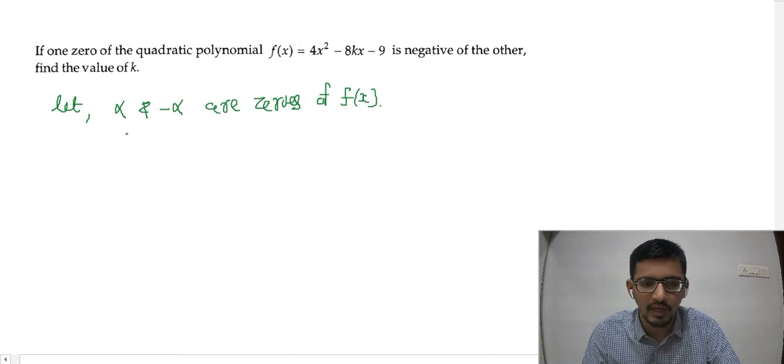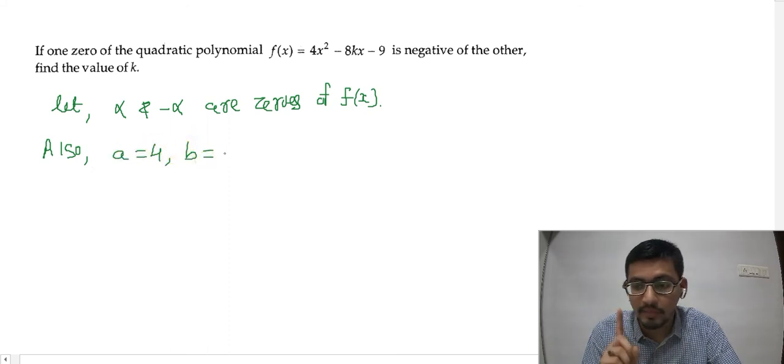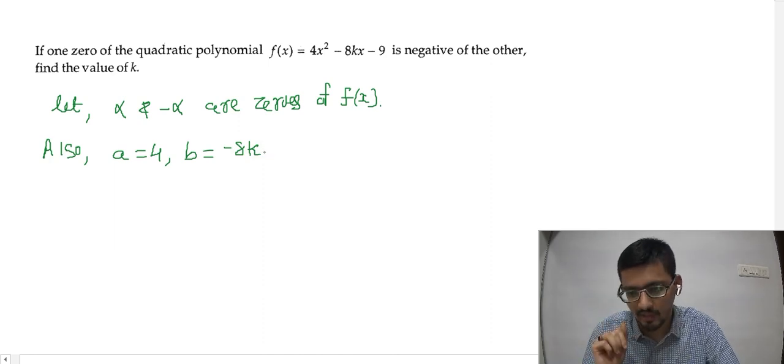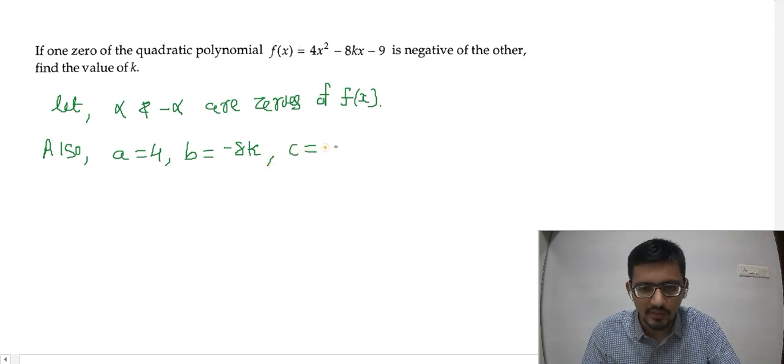The sum of roots, what is the formula? Minus b by a. And the sum of roots, what will you get here? 0, because alpha plus minus alpha is 0. And before that, let me write according to the standard form, what is a here? A will be 4, b will be what? B is the coefficient of x. So b, what I will write? Minus 8k. Here many students make a silly mistake, they write b as minus 8 only. You should know b is the coefficient of x, so along with x, whatever is coming, you will write as b. So what is b here? Minus 8k.